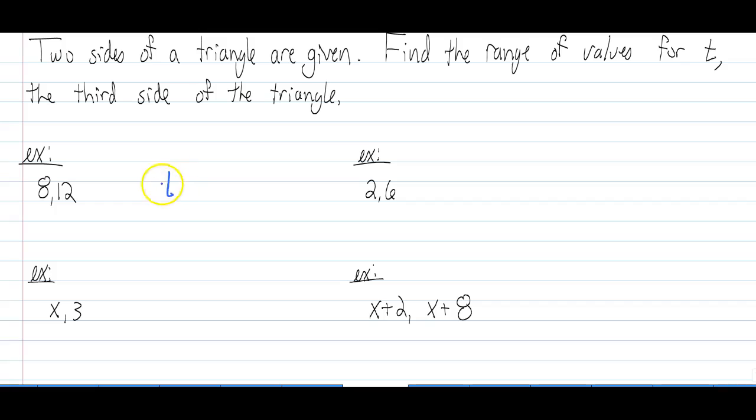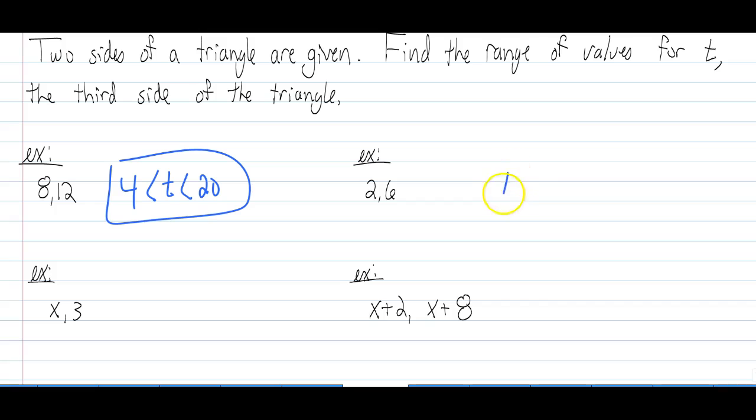But what we do know is that if it is the largest, it couldn't have a length of, say, 50. It would have to be less than 8 plus 12, or it would have to be less than 20. And if it was the smallest one, it would have to be bigger than 12 minus 8, or 4. If it was smaller than that, then say 3 plus 8 wouldn't be bigger than 12. So for the upper bound, we add those numbers together, and for our lower bound, we subtract those numbers.